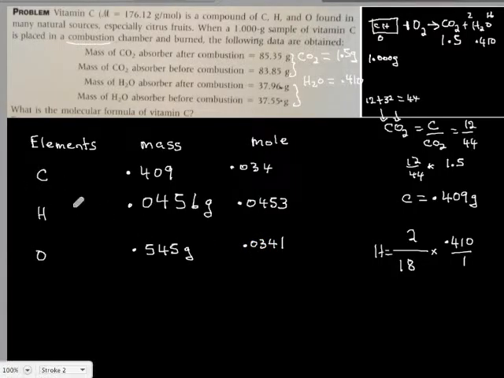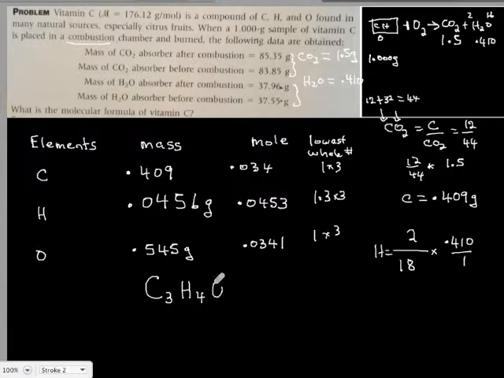Okay, we're almost there. All we need to do is convert it to the lowest whole number. And look down the list of number of moles and pick the smallest number and divide each one by the very smallest number. So you get 1, 1.3, and 1. And then you need to deal with 1.3, and multiplying by 3 takes care of that. And we have 3 carbon, 4 hydrogen, and 3 oxygen.